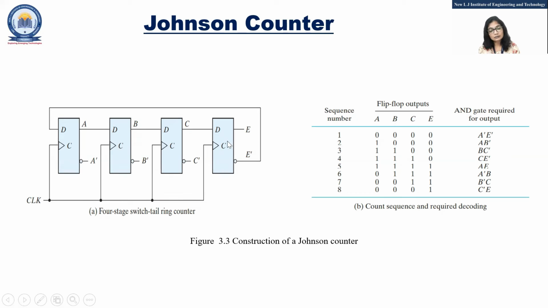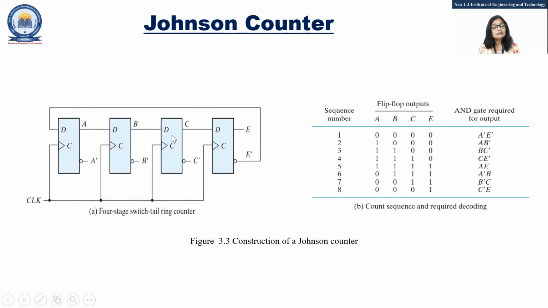Then in the third clock pulse, now what happened? This A is shifting here. D is 1, so B is also 1. But again, this 1 I am applying back here. So D is 1 and A is 1. So in the third clock pulse, we are getting 1, 1, 0, 0. You can see here 1, 1, 0, 0.